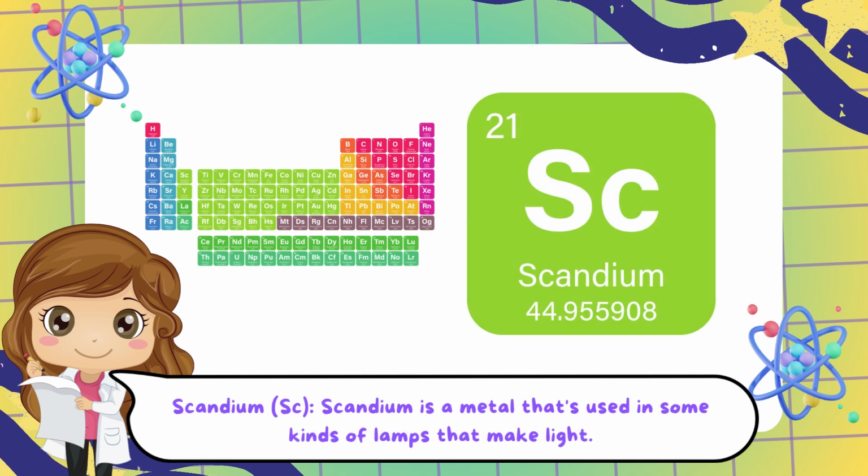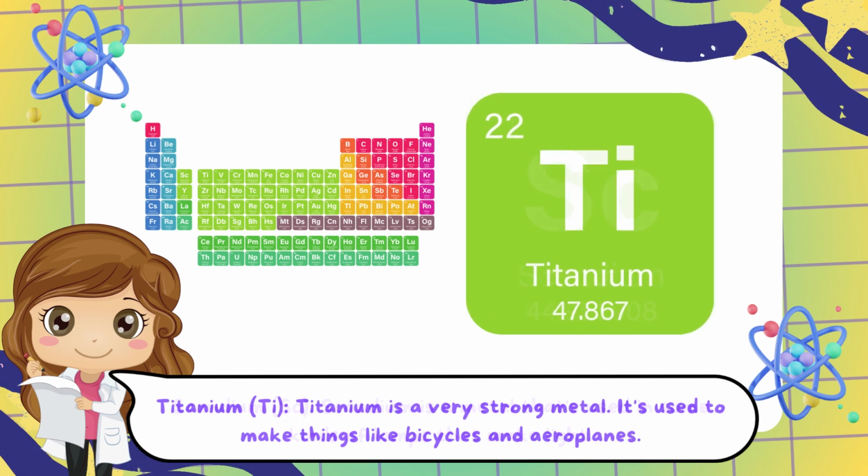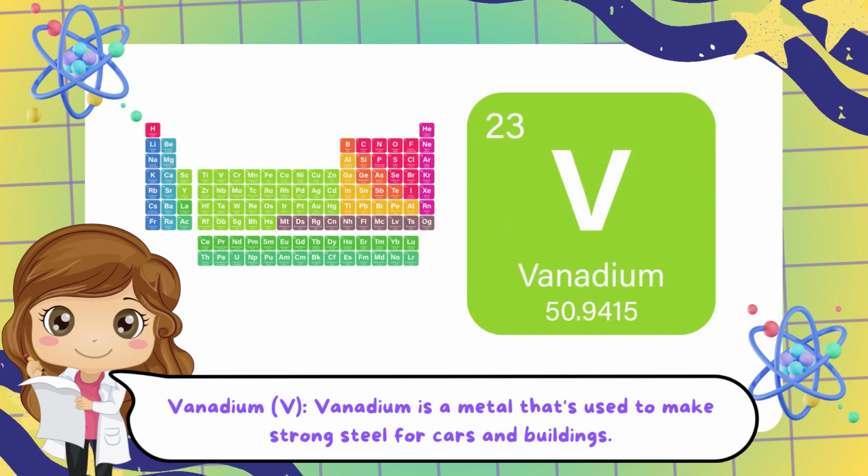Scandium, Sc. Scandium is a metal that's used in some kinds of lamps that make light. Titanium, Ti. Titanium is a very strong metal. It's used to make things like bicycles and airplanes. Vanadium, V. Vanadium is a metal that's used to make strong steel for cars and buildings.